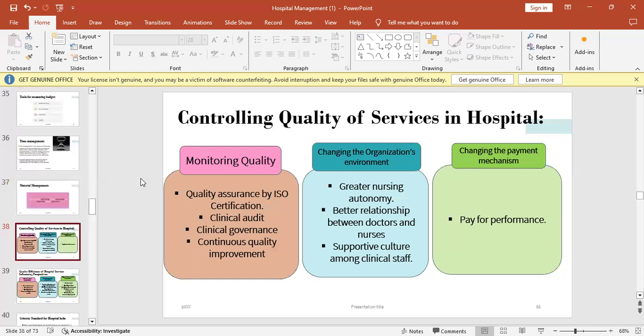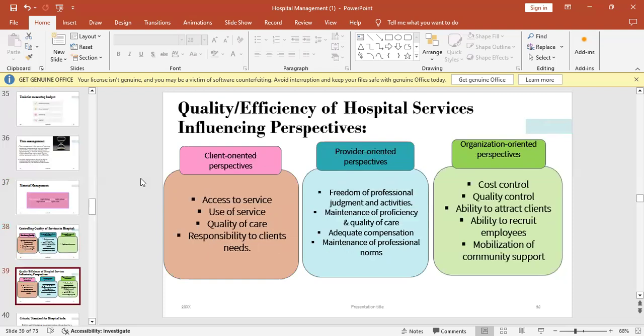Next is changing the payment mechanism, that is pay for performance. Quality and efficiency of hospital services are influenced by perspectives. That is the client-oriented perspective: access to the service, use of service, quality of care, and responsibilities to clients and needs.